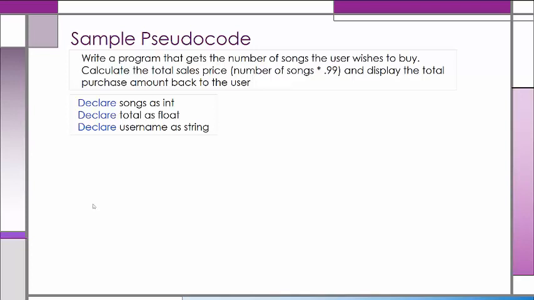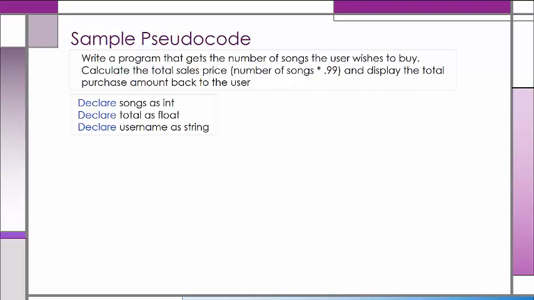And then we're going to calculate the total sales price. And there's our calculation: the number of songs that they input times 99 cents. We're just going to say all the songs are 99 cents, so we don't need to get that from the user. We can just incorporate that in our code and display the total purchase amount back to the user.